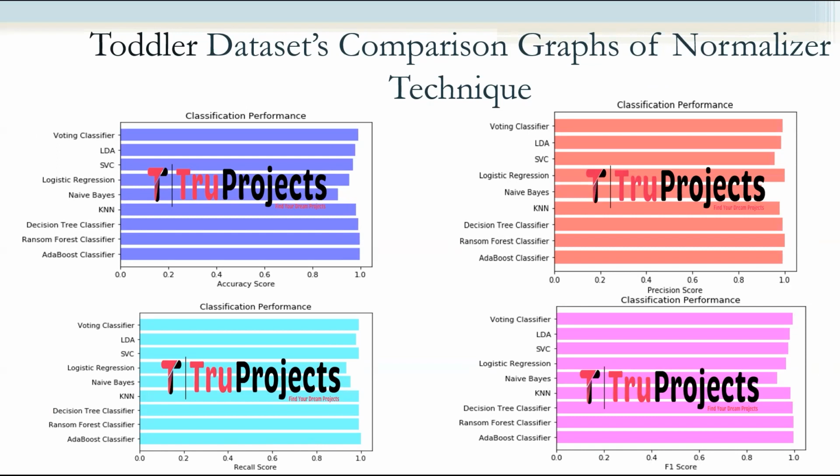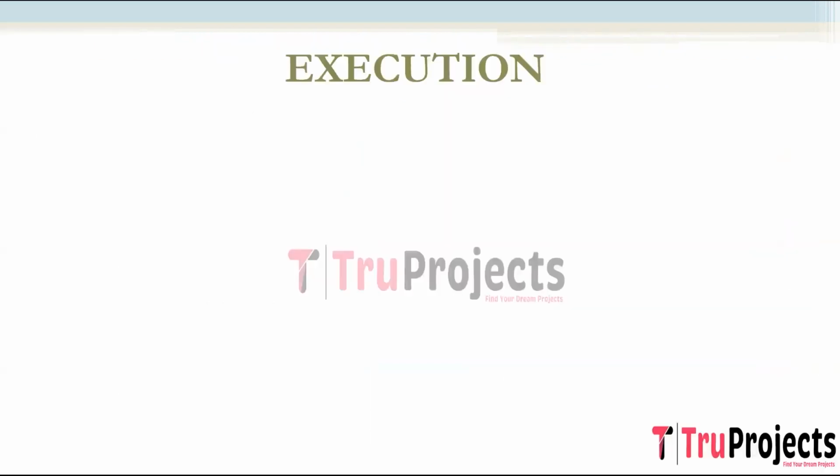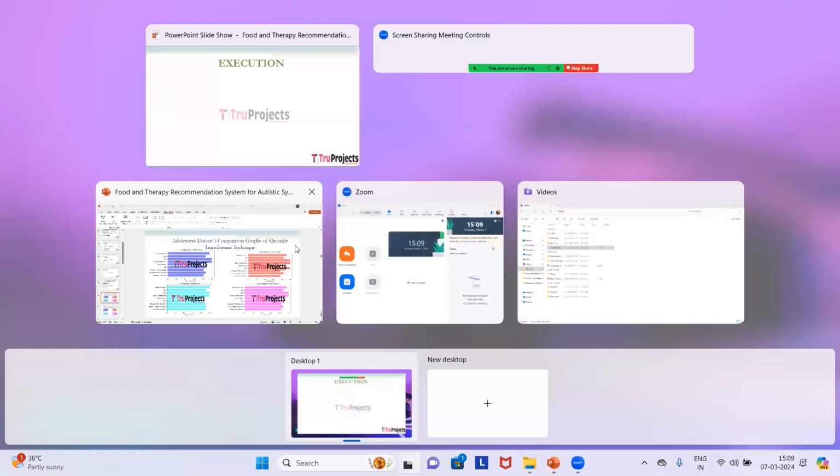So the algorithm which performs well among all these metrics will be used for final prediction. To execute the project, first we have to open the code folder which contains source code files.